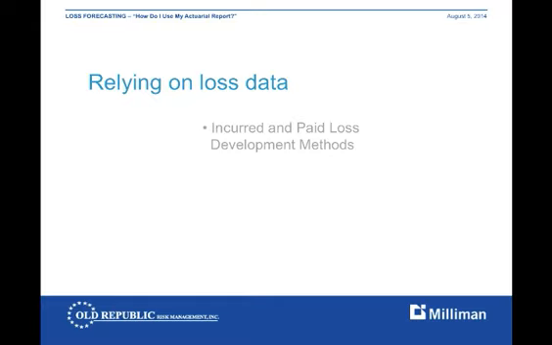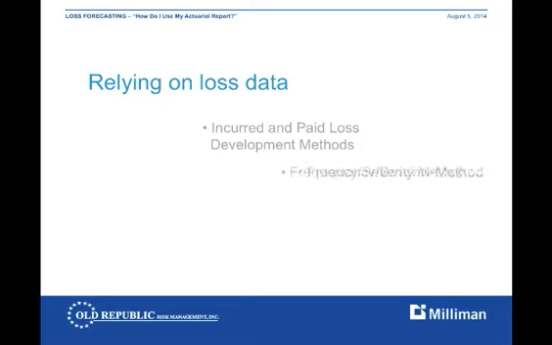Factors are selected, and then the factors are accumulated to produce an ultimate indication. And the latest evaluation of paid losses are multiplied by these cumulative loss development factors to derive an indication of ultimate losses. So these are the two basic methods, triangle-based methods, that an actuary would analyze when developing ultimate losses.